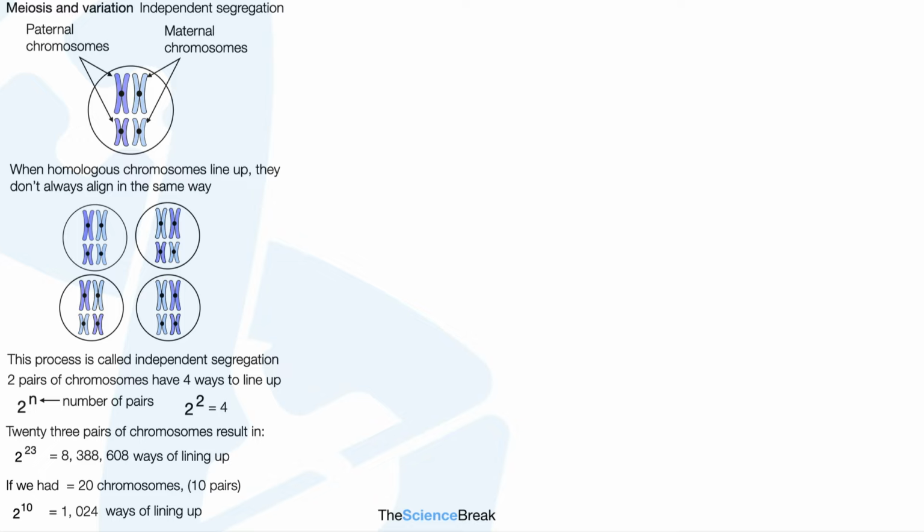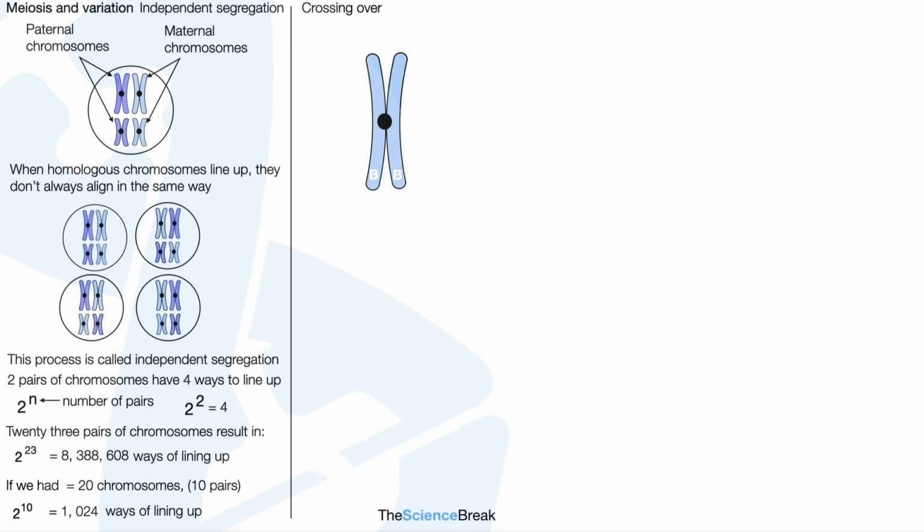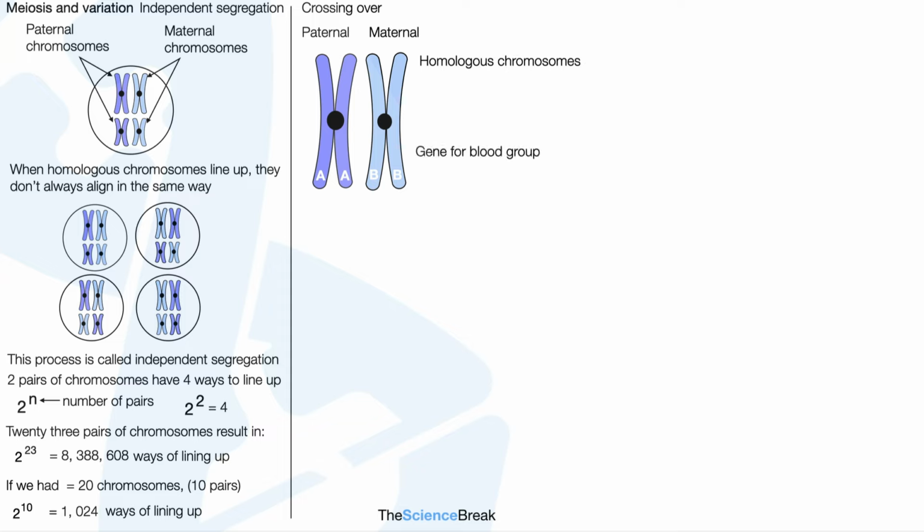This is independent segregation. We can also have crossing over. Here are 2 homologous chromosomes. One is paternal, one is maternal. They are homologous. And here, in the region where we have the letters A and B, that's the locus or the position for the gene for blood group. It has 2 alleles. The alleles are capital A and capital B.